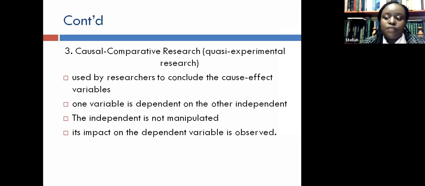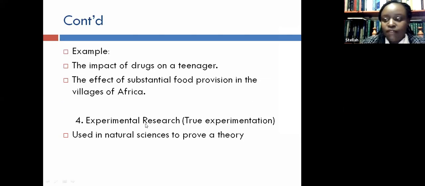So you want to observe exactly what is happening without manipulation of the independent variable, as you tend to do in other studies. An example of the quasi-experimental quantitative research is the impact of drugs on a teenager. In this case, you want to study how the drugs are affecting the teenager, but you're not going to be manipulating the drugs. You cannot go giving the teenagers drugs for you to study it. So you don't manipulate the independent variable, but you want to study the cause effect. How are the drugs affecting teenagers?